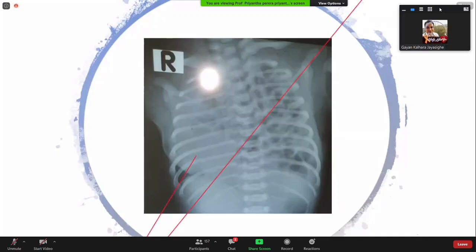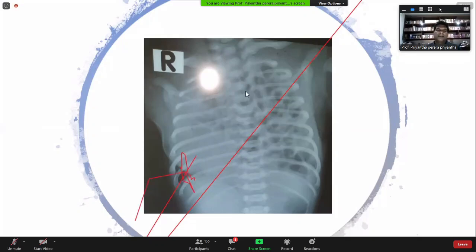Diaphragmatic hernia. Which side? You have to mention the side. Left-sided congenital diaphragmatic hernia. Why do you say that? Because there are bowel loops in the left hemithorax and nothing in the abdominal cavity, right? There's no bowel in the abdominal cavity. It's almost white, and all the bowel loops are shadows inside the thoracic cavity. And the heart has been shifted to the right side.